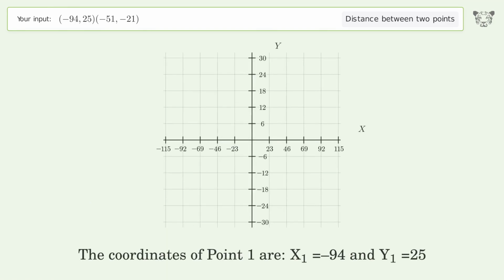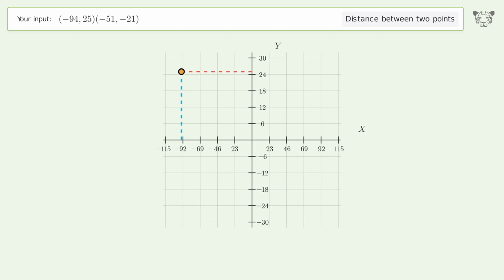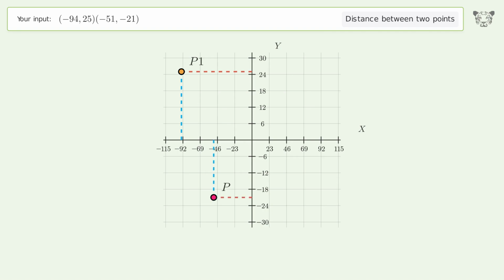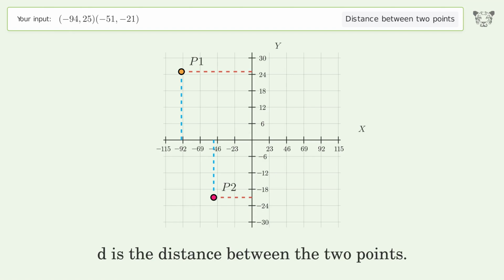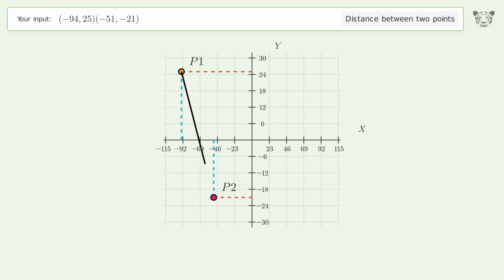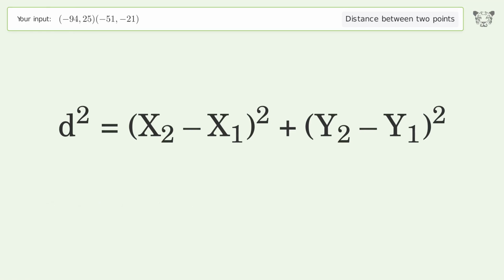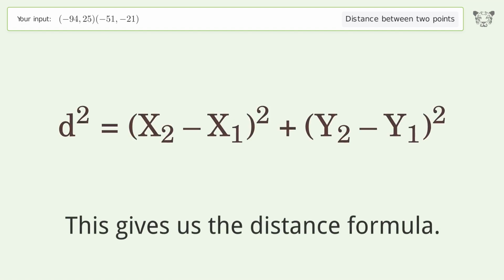The coordinates of point 1 are, x1 equals -94 and y1 equals 25. The coordinates of point 2 are, x2 equals -51 and y2 equals -21. D is the distance between the 2 points. First, take the square root of both sides of the Pythagorean theorem. This gives us the distance formula.